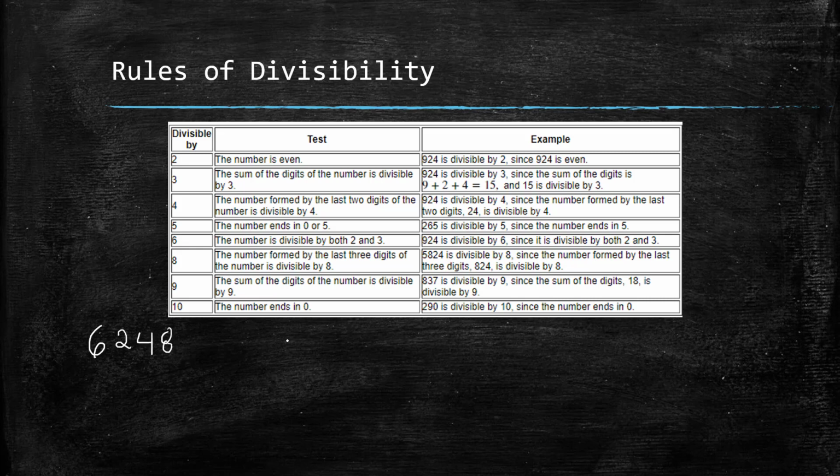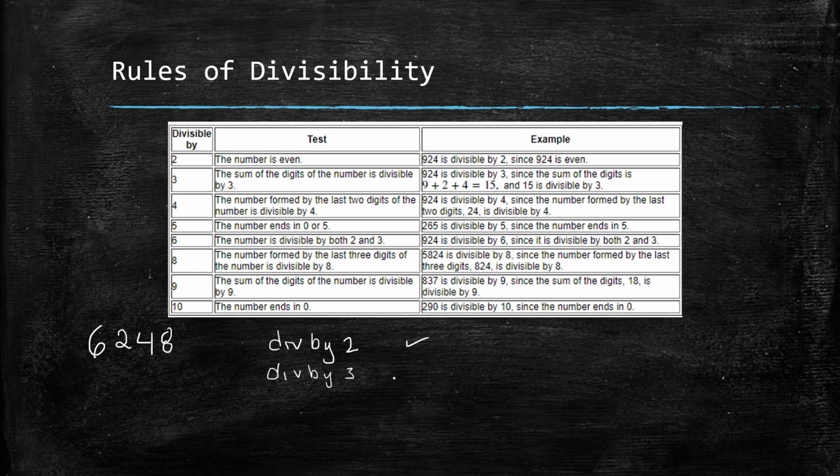6,248. And I want to know if it's divisible by 2. Well, it's divisible by 2 because it's even. So what do we mean by it's divisible by 2? When we divide by 2, we don't get a remainder. All right, then divisible by 3.